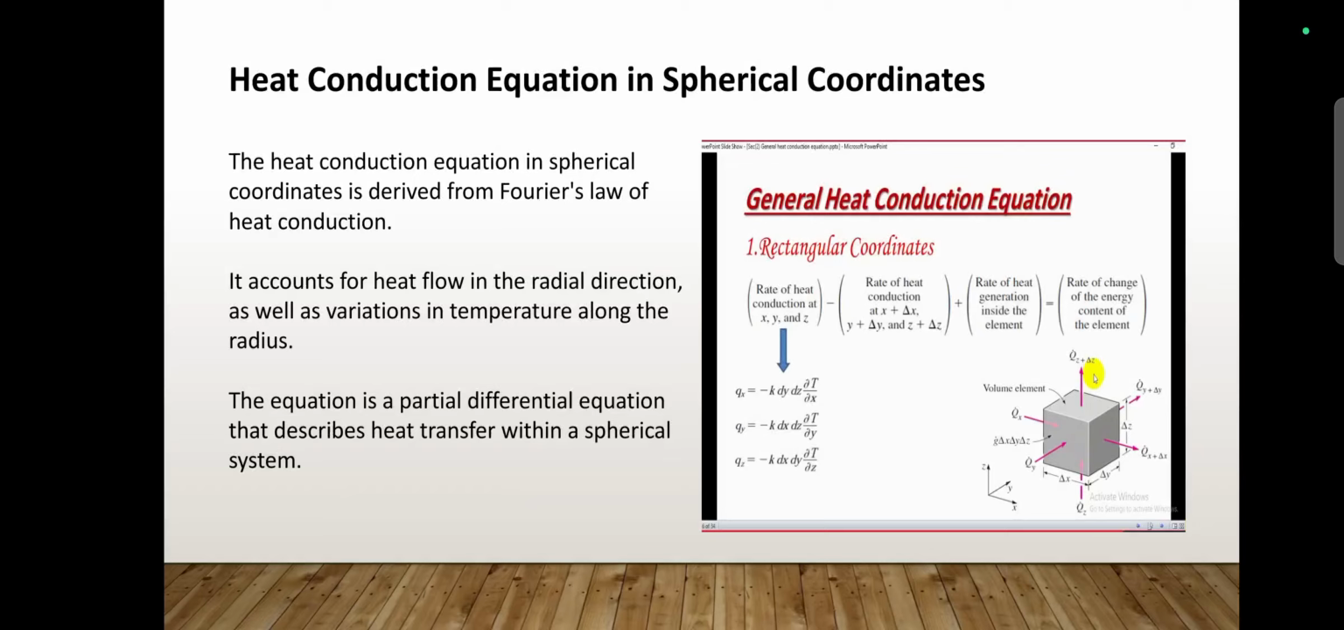Qx equals minus k dz dy delta T by delta x. Qy equals minus k dx dz delta T by delta y, and Qz equals minus k dx dy delta T by delta z. The value of elements Qz, delta x, delta y, delta z, and coordinates of x, y, z axes of the spherical element.